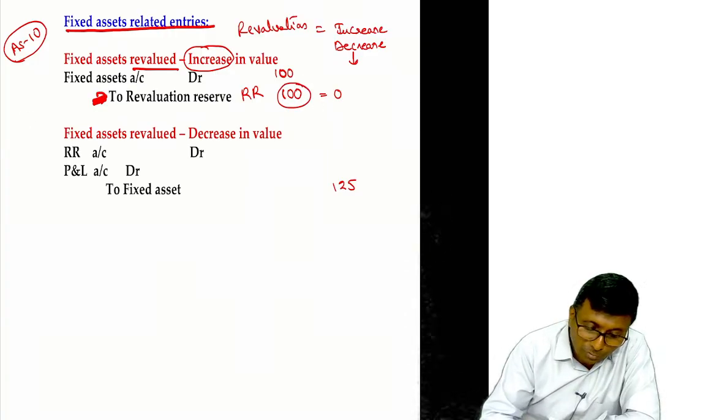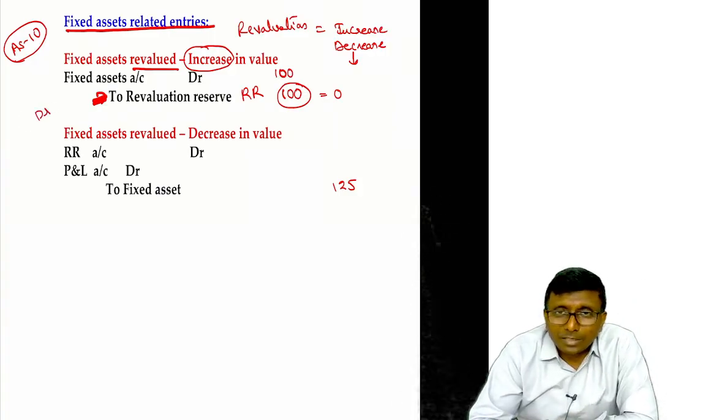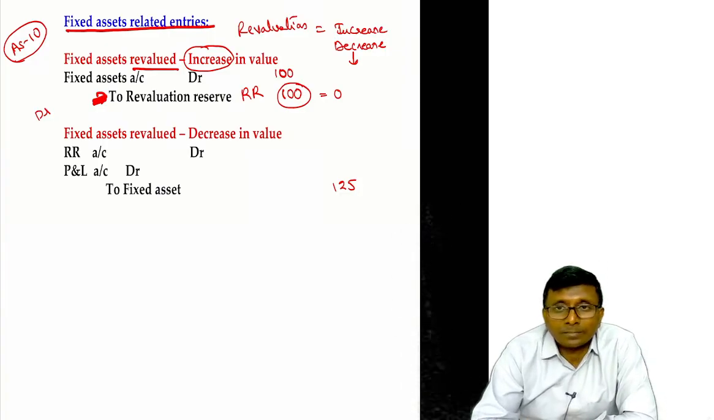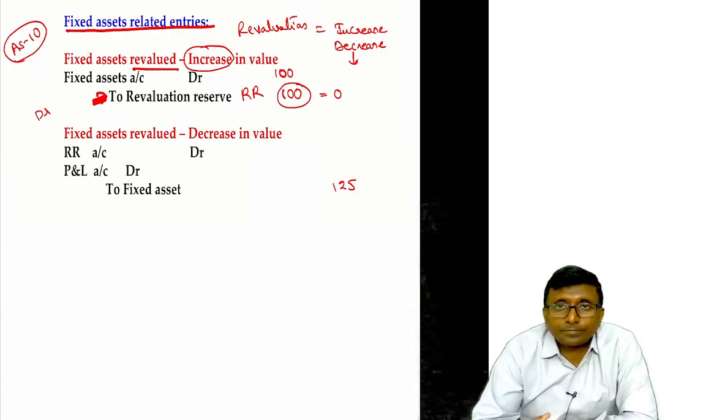Revaluation reserve shows which balance? Credit balance. Revaluation reserve is nothing but equity. It's part and parcel of reserves and surplus, and reserves and surplus is equity. In the next class, maybe in half an hour or 1 hour, I'll finish this. In the next video, you will be able to get that.